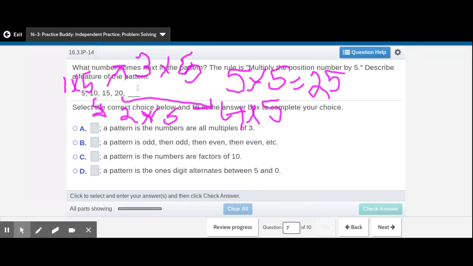Now, A says blank. Our fifth place is blank. A pattern is the numbers are all multiples of 3. That's not true because 5, nothing times 3 is going to give me 5. Nothing times 3 is going to give me 10.